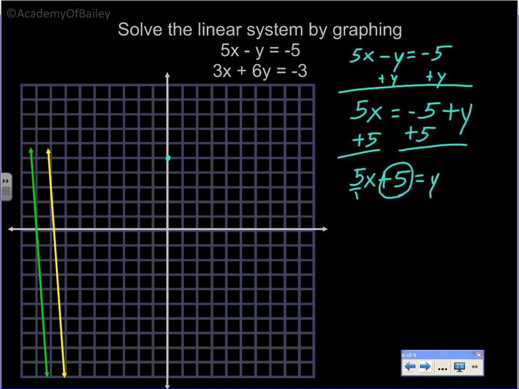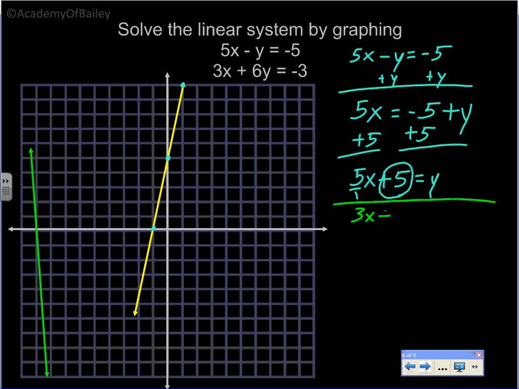So that means you go up 5 and to the right 1, or you could have gone down 5 and to the left 1. Either one would have been sufficient. And so you have that graph. That line is now graphed. Let's look at the second line.